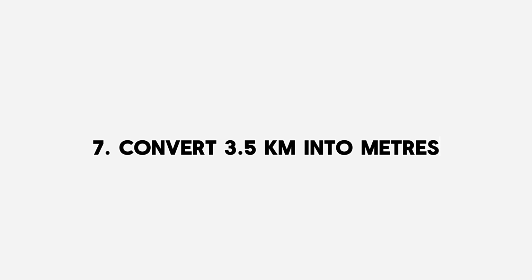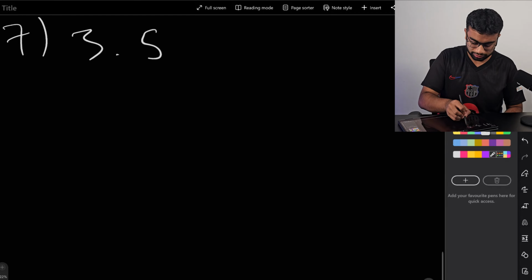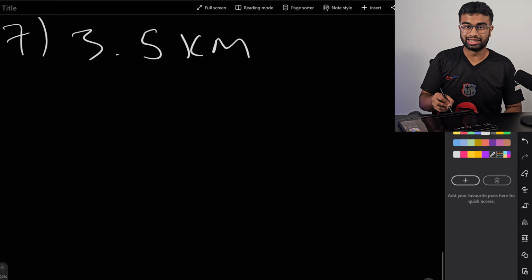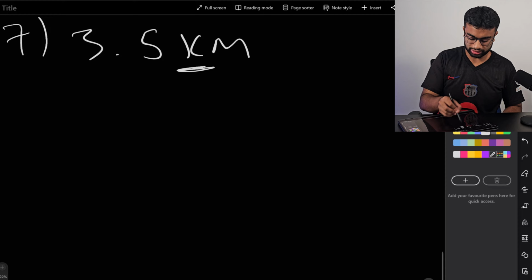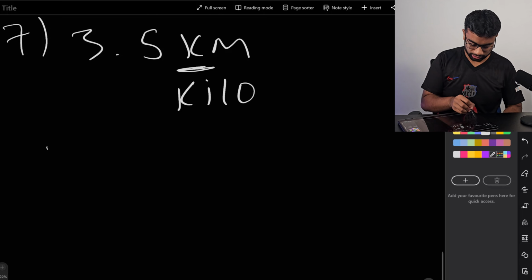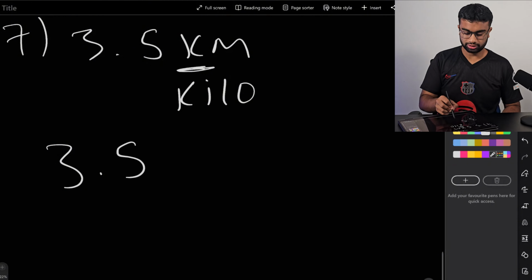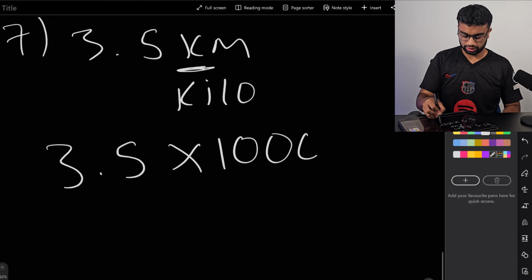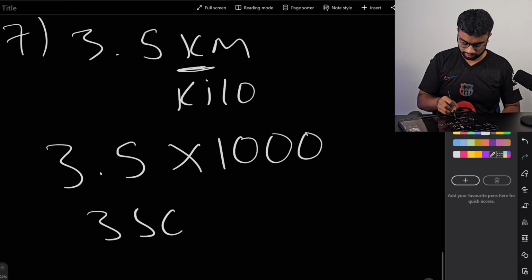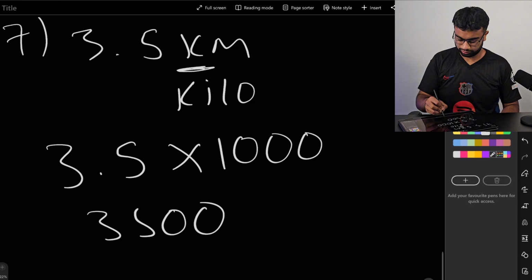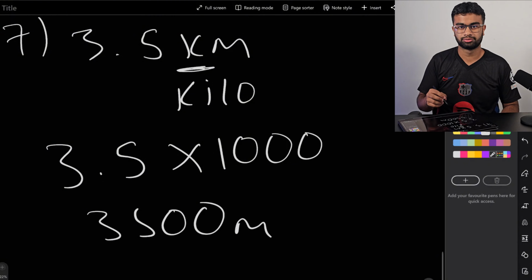Question 7 tells us to convert 3.5 kilometers into meters. So let's first off get this into meters by seeing that K here, which stands for kilo, just means 1,000. So we have 3.5 times 1,000 meters. If we put this in our calculator, we just get 3,500. So we've got 3,500 meters, and that's the question done.